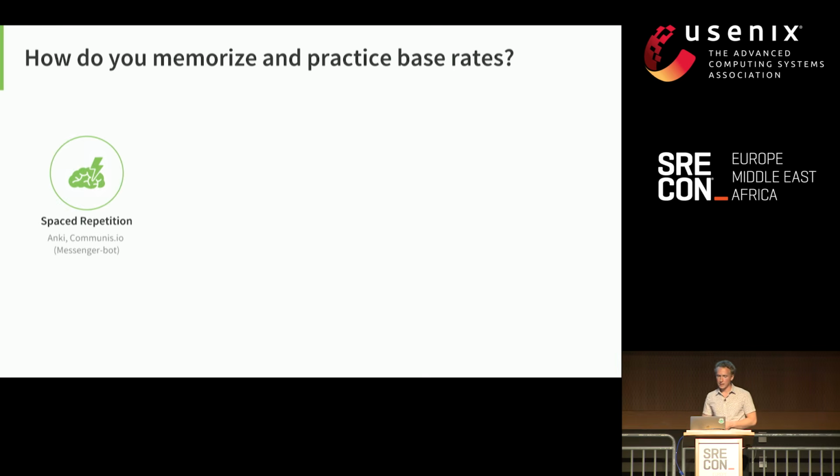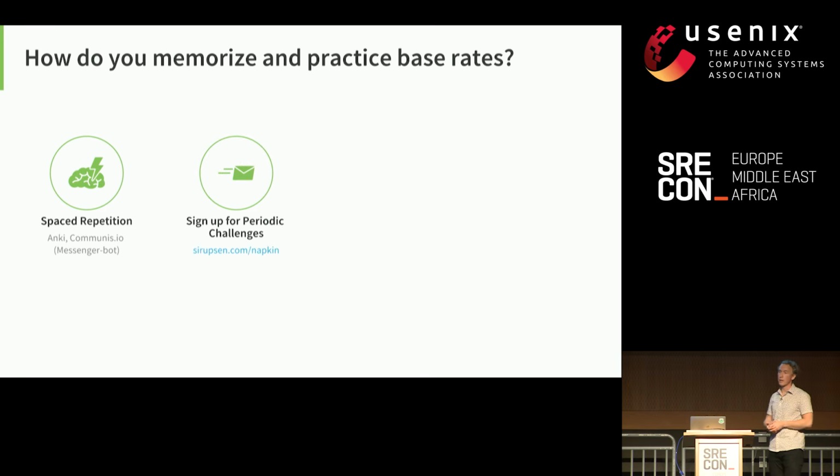What I recommend is you can use spaced repetition, which is essentially it shows you these base rates on an exponential schedule so that you will remember them. There's software called Anki, which is kind of a power tool to do that. If you're not familiar with flashcards, there's a messenger bot called Communis, where essentially you can tell it, hey, I want to remember this, and then it will send you messages once in a while asking you, hey, do you remember how long it takes to read a gigabyte from an SSD? And if you answer incorrectly, it will show it to you more often. That's a really good way of doing it.